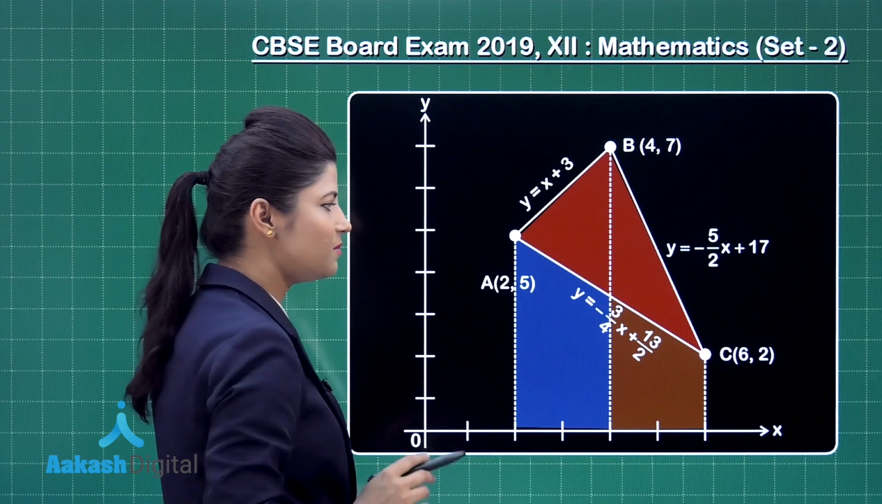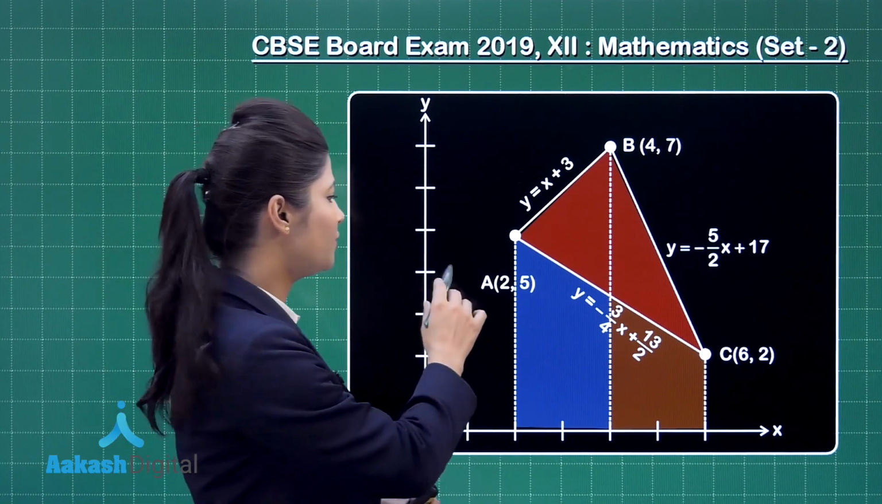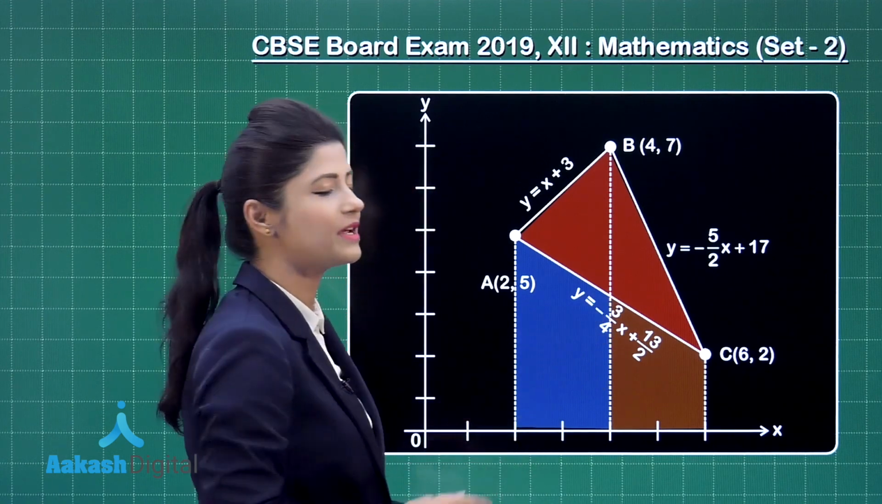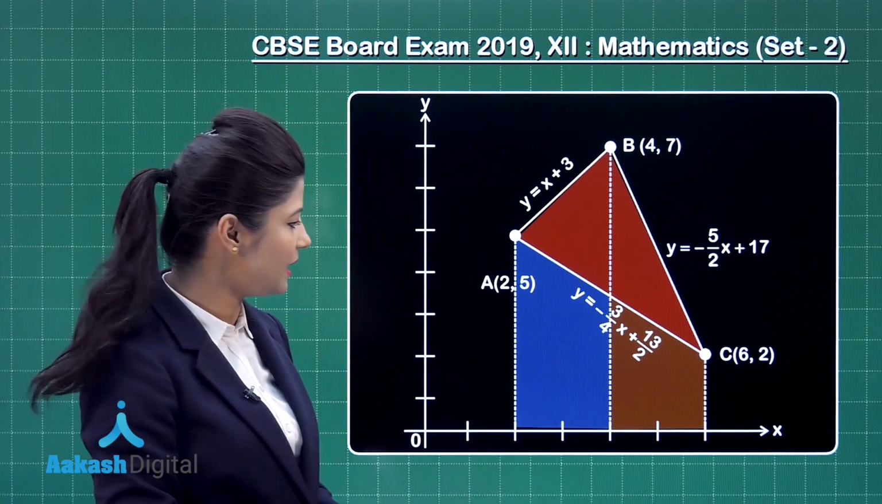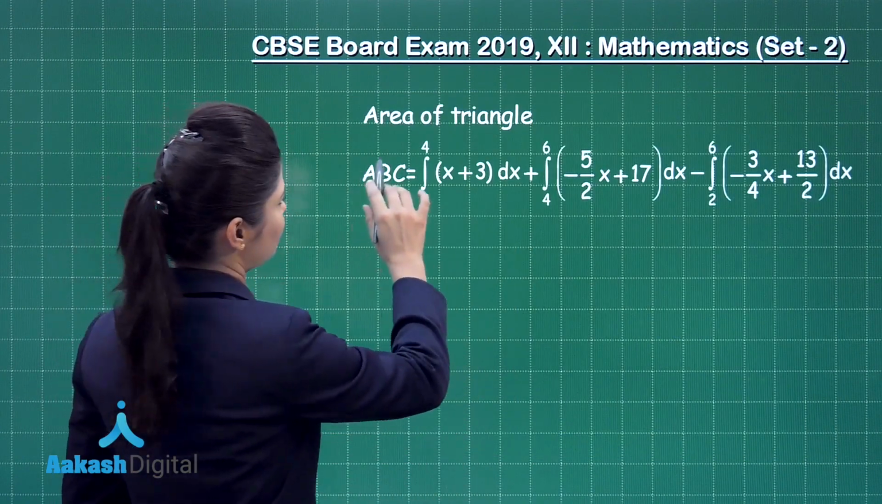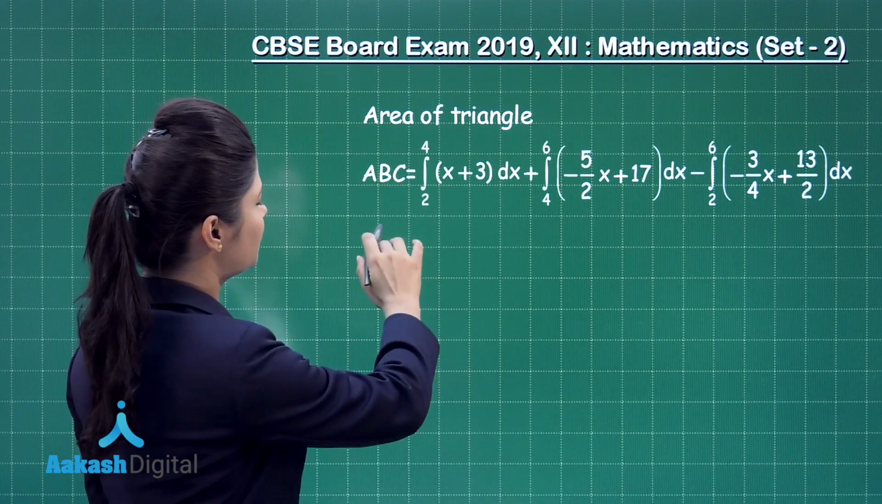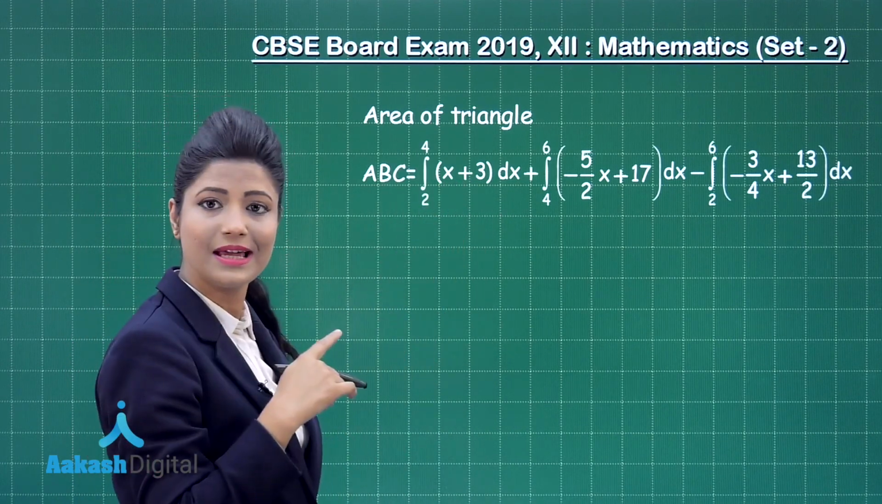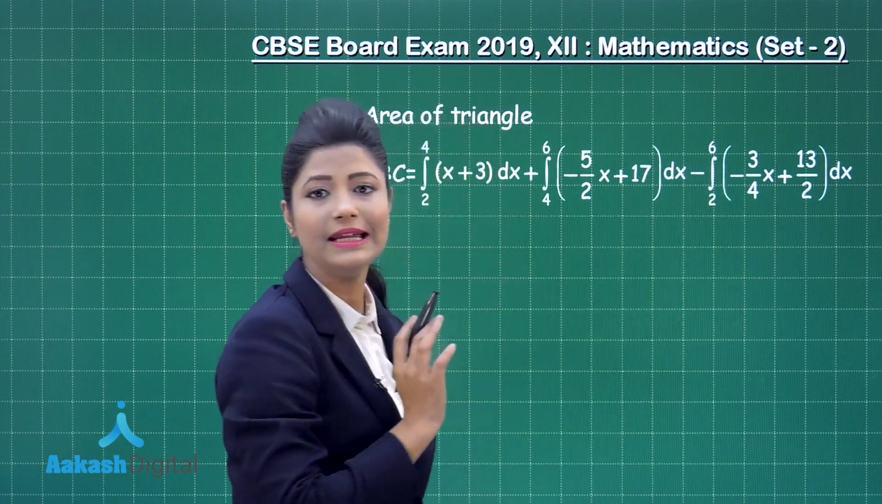For subtracting the remaining region, the area of the remaining region will be integral from 2 to 6 of minus 3 upon 4 x plus 13 upon 2. Let's take that into consideration and get the required area. Here, as I have to obtain the area of triangle ABC, you can observe in this case I have integral from 2 to 4 for x plus 3, this is line AB, this is for line BC, minus this is the region by line AC.